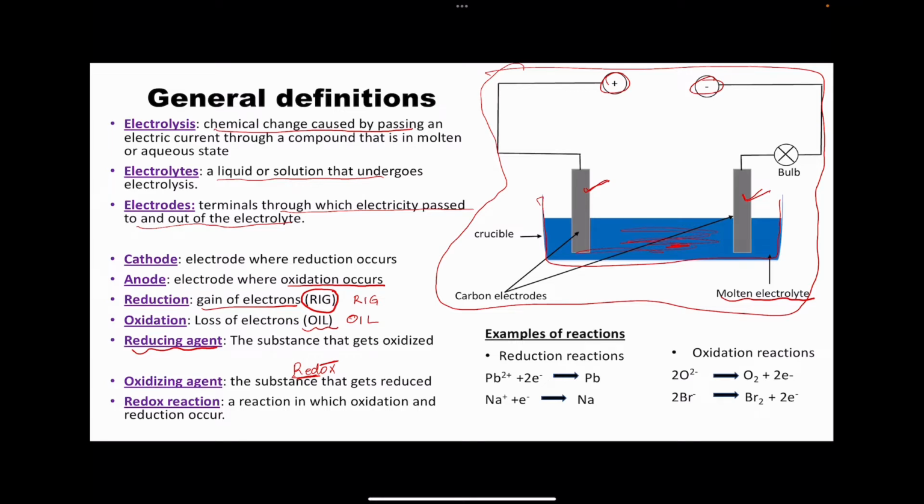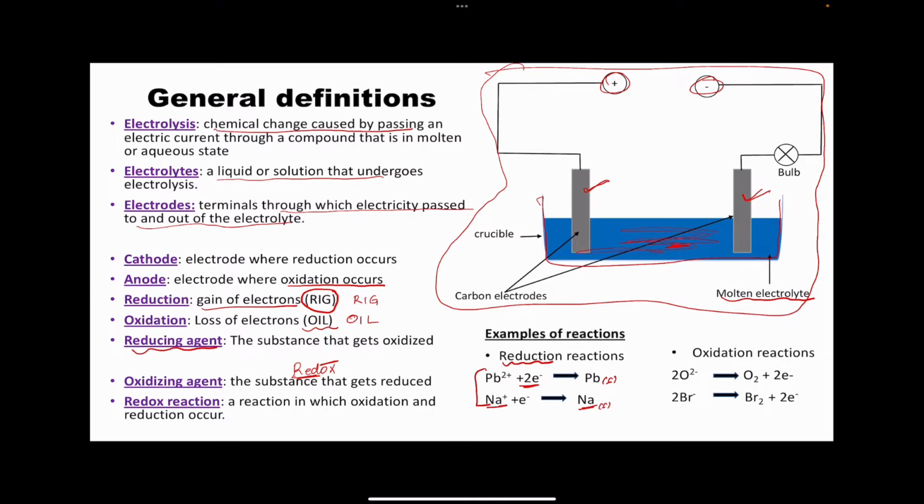Examples of reactions. Remember I said reduction is when electrons are gained. So these are examples of reduction reactions where Pb2+ gains 2 electrons to become lead solid. And here we can see Na+ gains 1 electron to become sodium. This is in solid state.